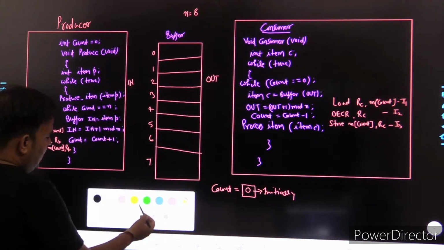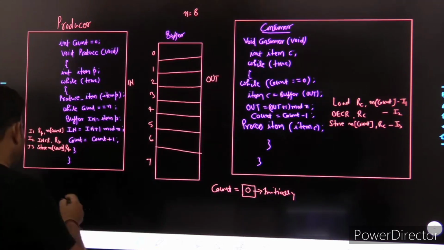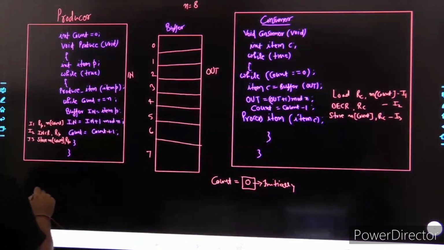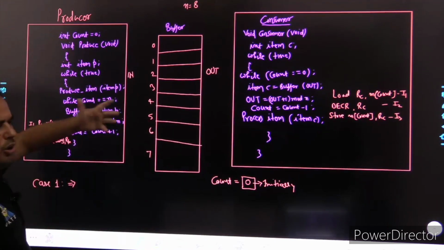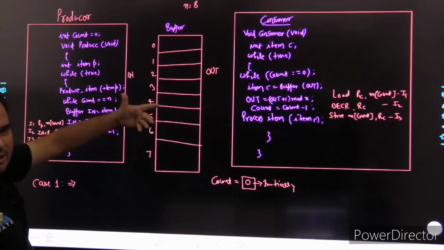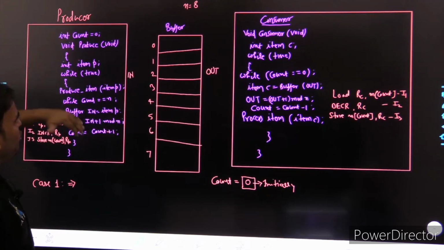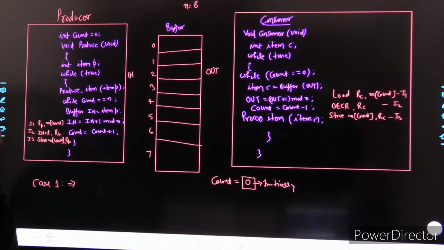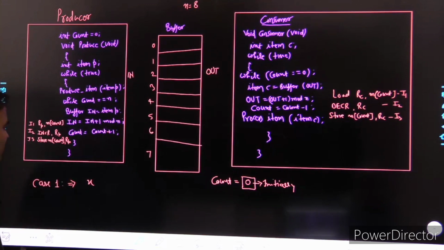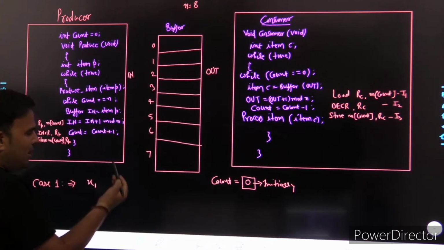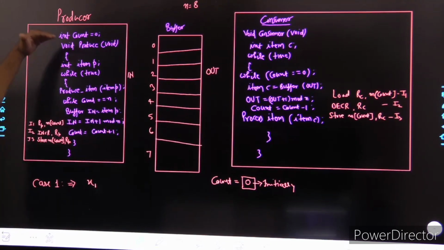So when the buffer is empty, I am going to discuss case 1. My dear friends, listen to me carefully. Case 1 means when the buffer is empty, then the producer can produce the item. If the producer wants to produce any item, suppose the item X1, then it will execute this code.